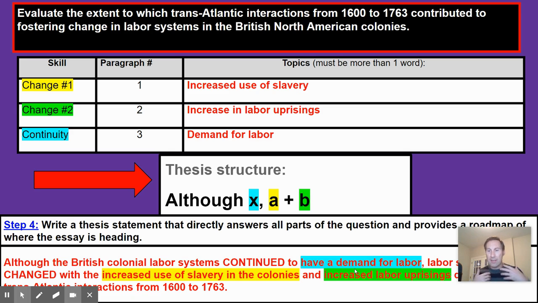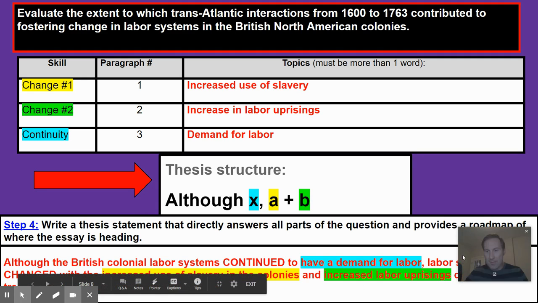So we use in this class a pretty simple thesis structure. It's a formula, and it's basically although X, A plus B. Once I have my big categories, which I brainstormed using that chronological thinking, I can plug those categories into this thesis formula to get a well-worded, smooth thesis that addresses all parts of the prompt.